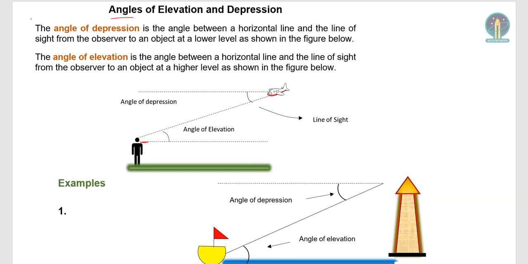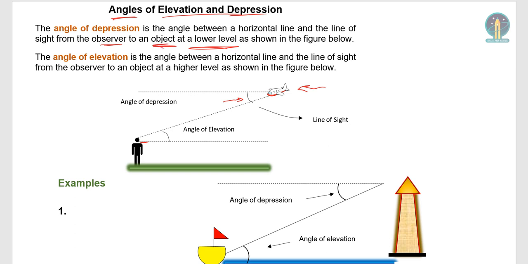In this concept, we're going to talk about angles of elevation and depression. Now, an angle of depression is the angle between a horizontal line and the line of sight from the observer to an object at a lower level. So the object is at a lower level while the observer is looking from a higher vantage point, as shown below. In this case, the plane is the observer and the object is the person standing on the ground. So the plane, or the person in the plane, the pilot for example, is looking down towards the person standing on the ground.